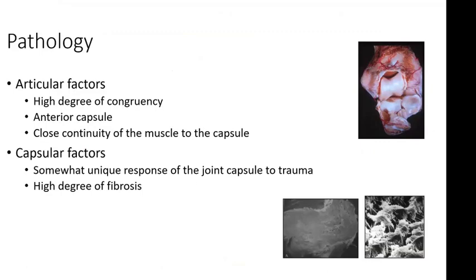The exact reason that the elbow is so prone to joint contracture is not known with certainty. What is recognized is that the elbow is one of the most congruous joints in the body, with close continuity of the muscle to the capsule, and a somewhat unique response of the joint capsule to trauma.